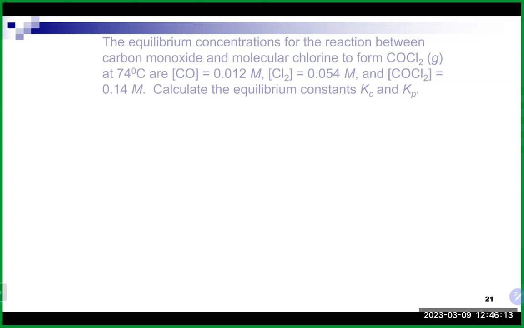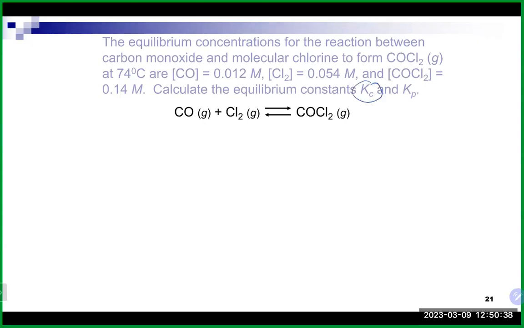Why don't we try one here, to wrap it up. The equilibrium concentrations of this reaction for carbon monoxide and chlorine to form COCl2 are 0.012, 0.054, and 0.14. We're looking for both the Kc value and the Kp value. So see what you come up with here, since we're getting to the end.